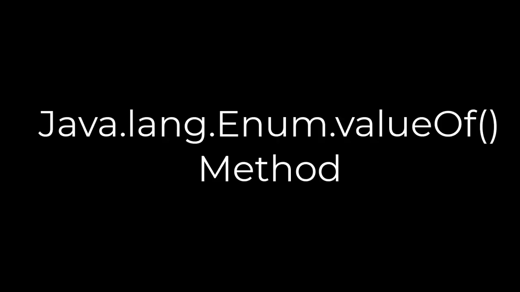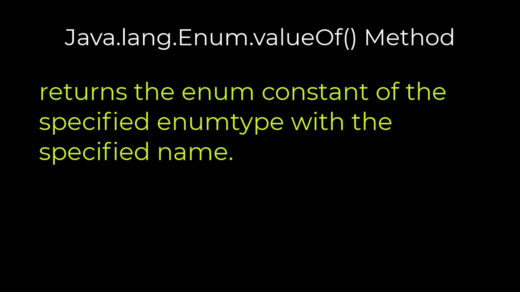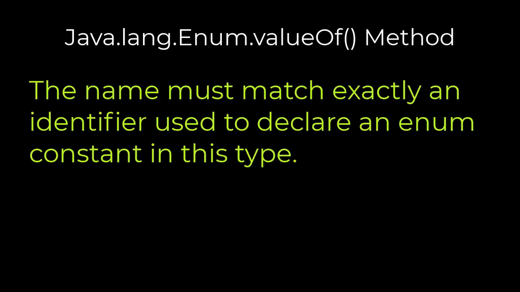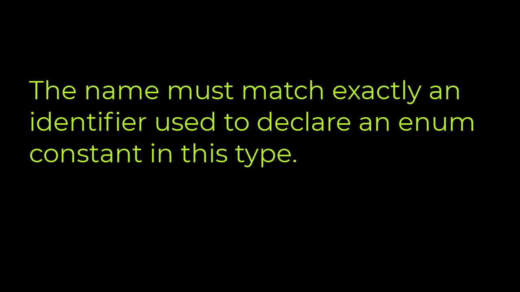Another method we can apply with the enum. This time, we're going to apply the java.lang.Enum, specifically the use of the valueOf method. Okay, this method returns the enum constant of the specified enum type with the specified name. The name must match exactly the identifier used to declare an enum constant in this type.